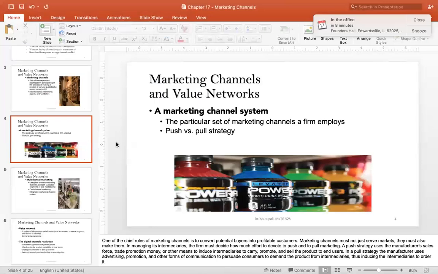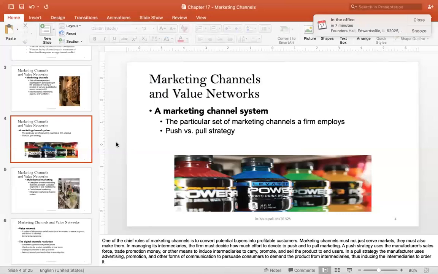A pull strategy uses advertising, promotion, and other forms of communication to persuade consumers to demand the product from intermediaries. An example is Apple. Apple creates this pull strategy through advertising and consumer knowledge, so consumers are demanding the product. They're looking for the new iPhone X everywhere. So Walmart went as far as carrying their product at a discounted price.